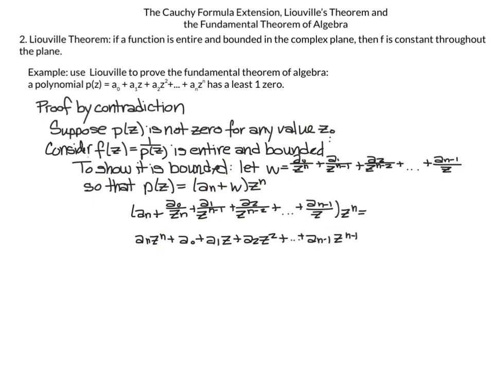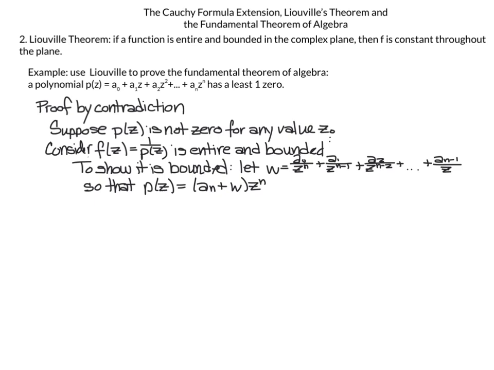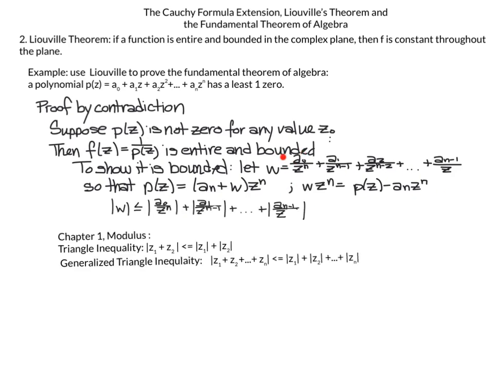I'm going to get rid of these algebra notes, but I am going to also write that this gives us that w times z to the n is equal to p of z minus a n z to the n, this statement here. Now, just focusing on w here, by the triangle inequality, I can take the modulus of w, this series that w is equal to. And by the triangle inequality, this is going to be less than or equal to the modulus of each of these terms taken separately.